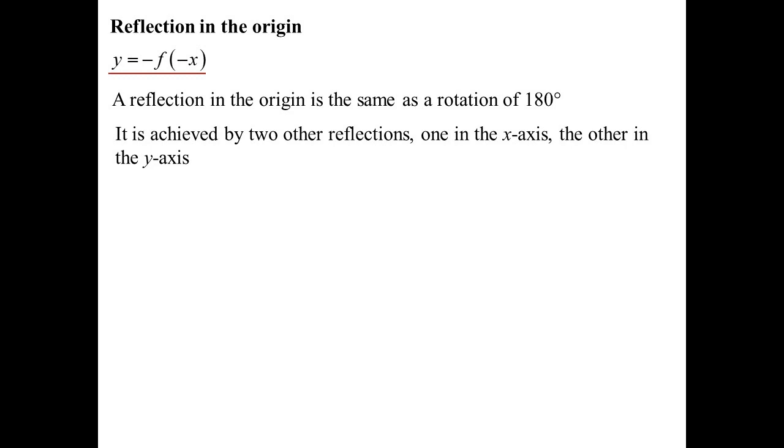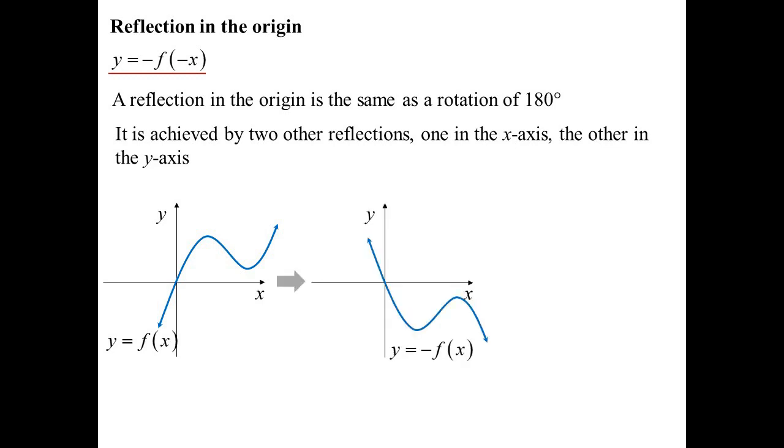Let me show you. Here's a random curve y equals function x. If I first of all reflect in the x-axis, so that becomes y equals negative function x. Now if I reflect in the y-axis, so it becomes negative function negative x, have a look at the first picture, have a look at the last picture. You can see we've rotated that curve 180 degrees. A rotation of 180 is another way of saying reflection in the origin.